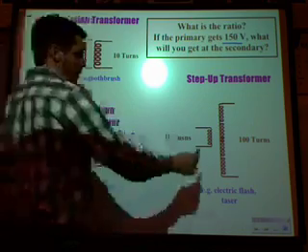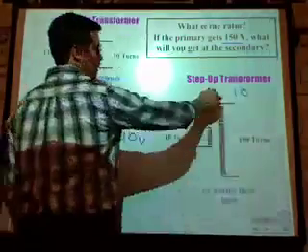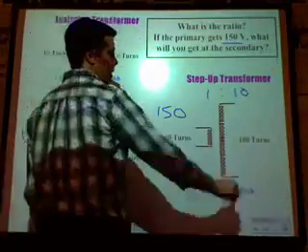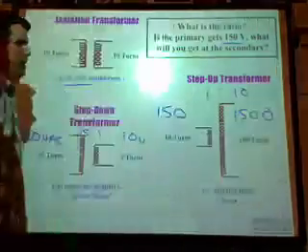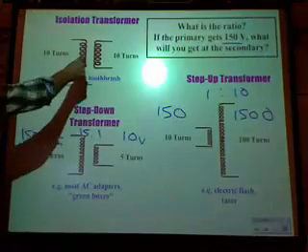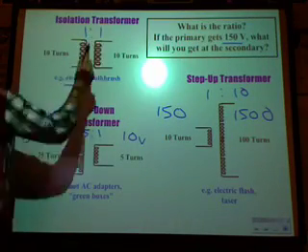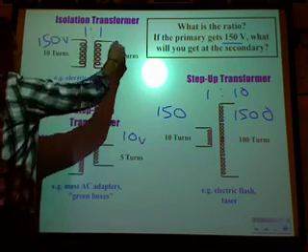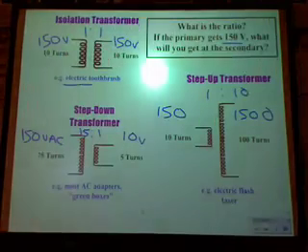Over here, the ratio on this one was 10 times bigger on that side from this side. If I put 150 in here, I'm going to get 1500 out on this side. I stepped it up. And of course, on the isolation transformer, since the numbers are the same, the ratio is 1 to 1. 150 volts here will give me 150 volts here. That's transformers. That's how transformers work.